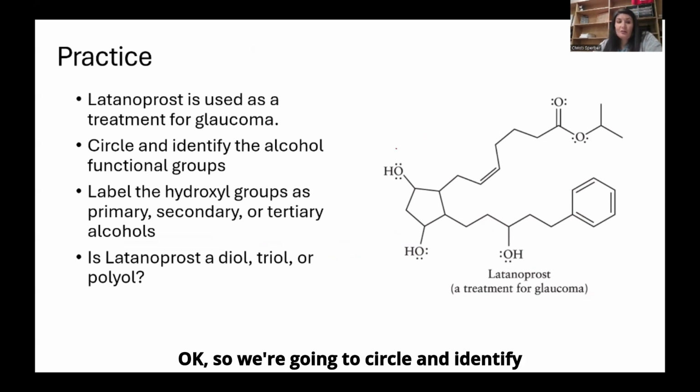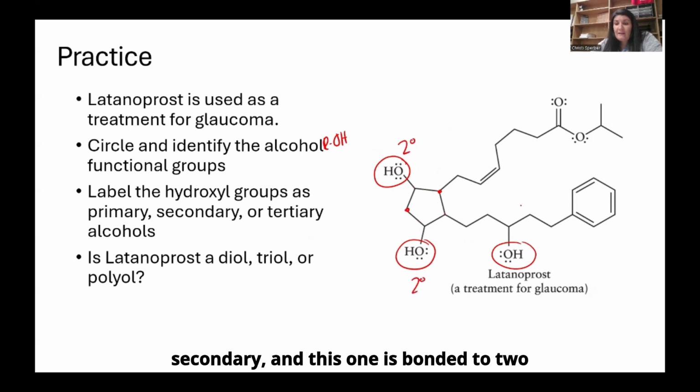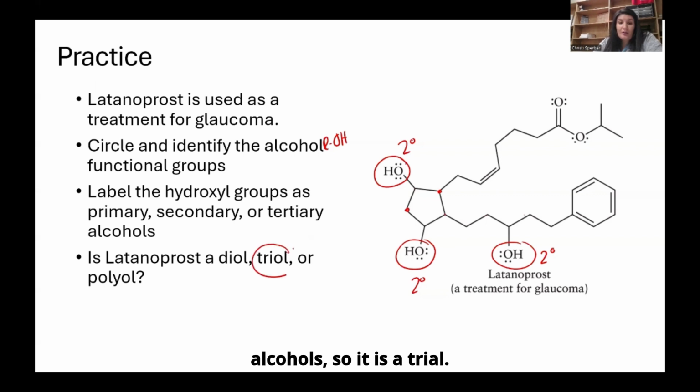Okay, so we're going to circle and identify the alcohol functional groups. Remember, an alcohol is OH, ROH. So we have OH here, OH here, OH here. This is bonded to two carbons, so this is secondary. This is bonded to two carbons, so this is secondary. And this one is bonded to two carbons as well, so that's secondary. This has three alcohols, so it is a triol.